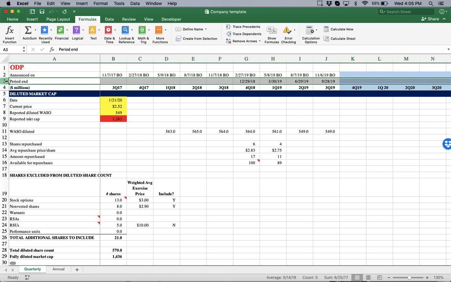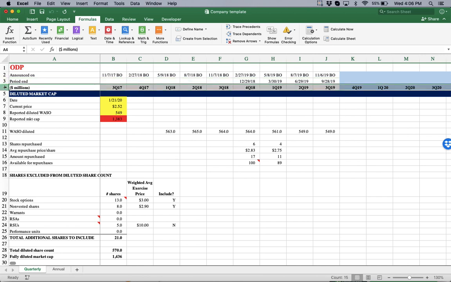You also want to have a row for when the period ended. So most companies follow the calendar year, so their quarters end at the end of March, end of June, end of September, end of December. You can see here Office Depot's is a couple of days off, so their fourth quarter ended December 29th. Some companies follow a fiscal year, which is very different from the calendar year. So that's why it's good to know when the quarter ended.